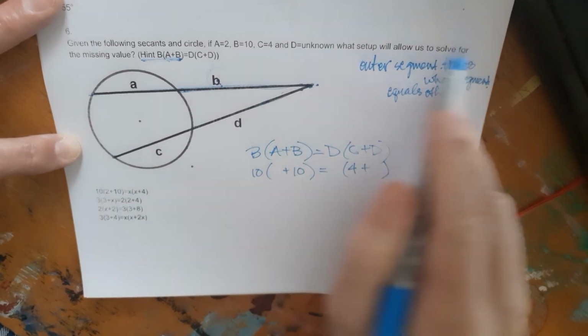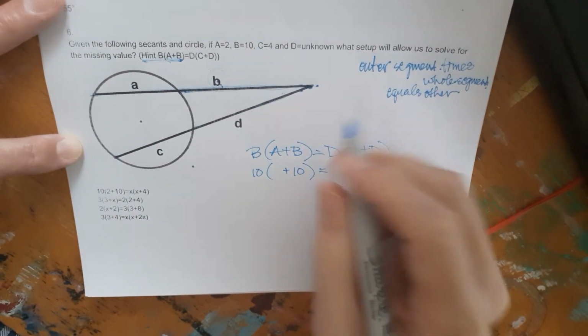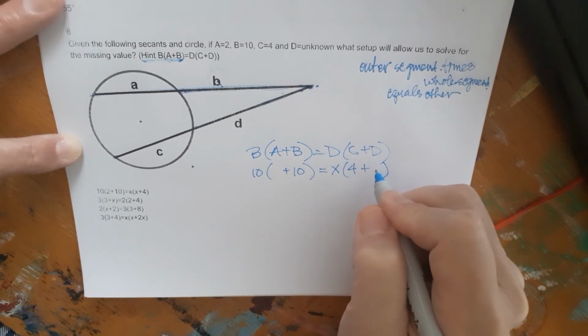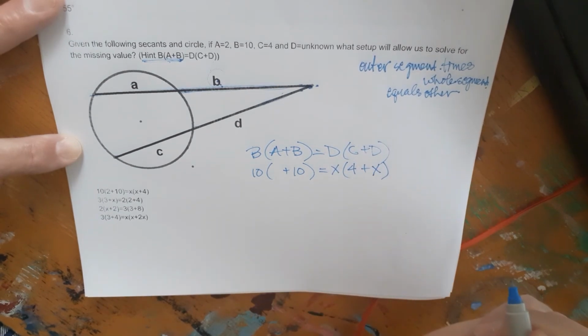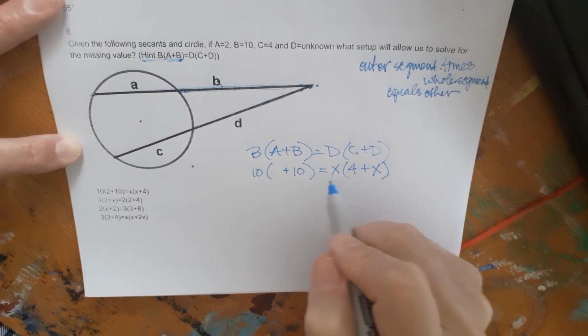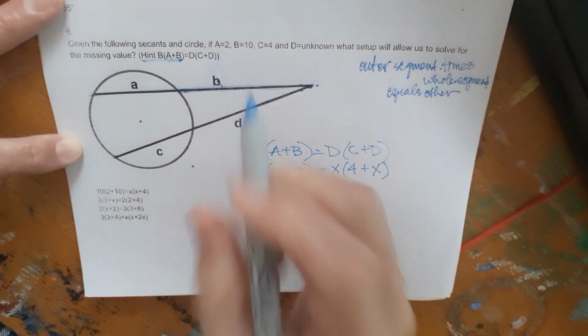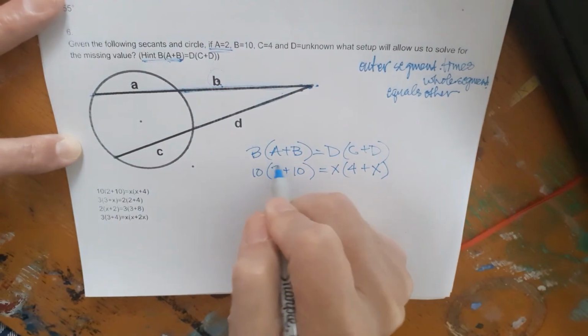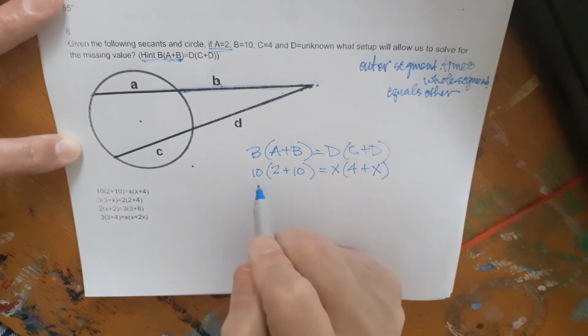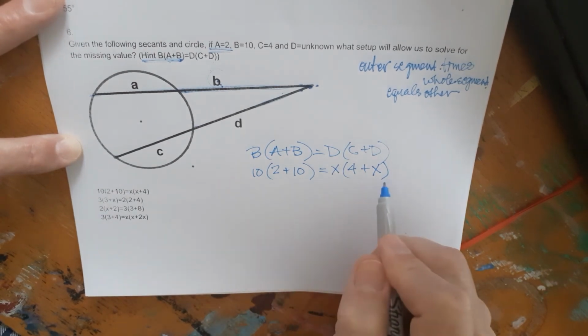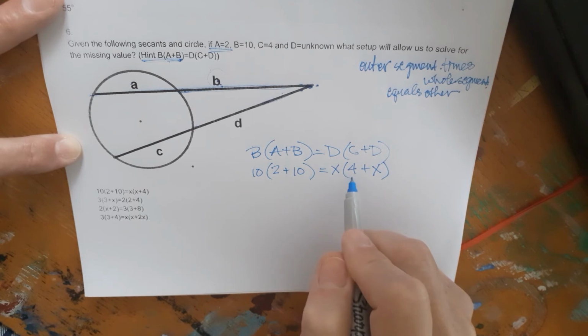What else they give us? D is unknown. So if you don't mind, I'm going to put an X and an X for this. Okay. And I'm going to go back here. What is A? Did they give us A? Oh, I missed that. A is 2. So 2. So this problem, all we had to do was set up the overall equation. We didn't have to actually solve for X. We can, and we probably will in a later problem.